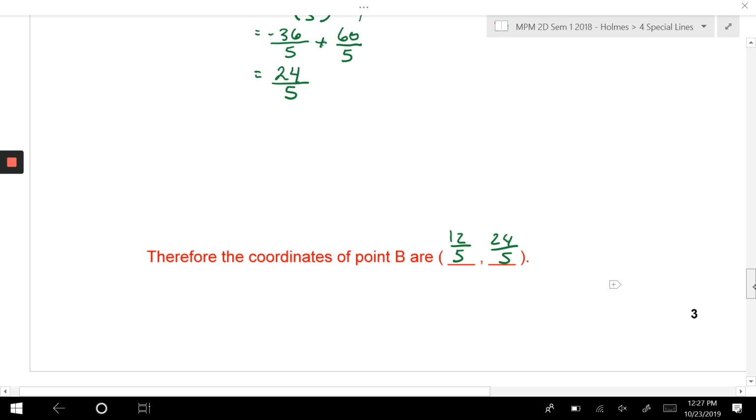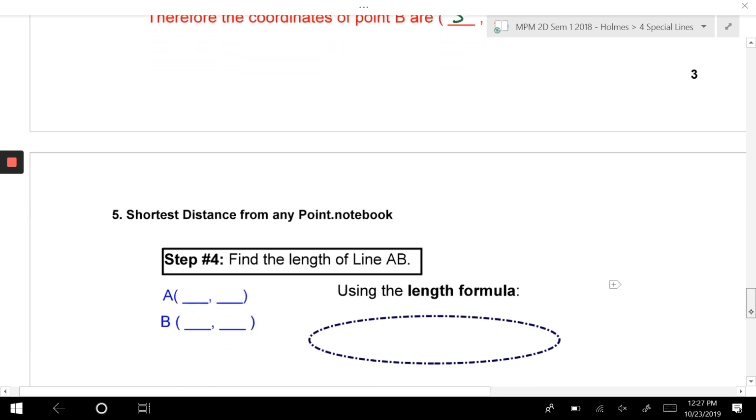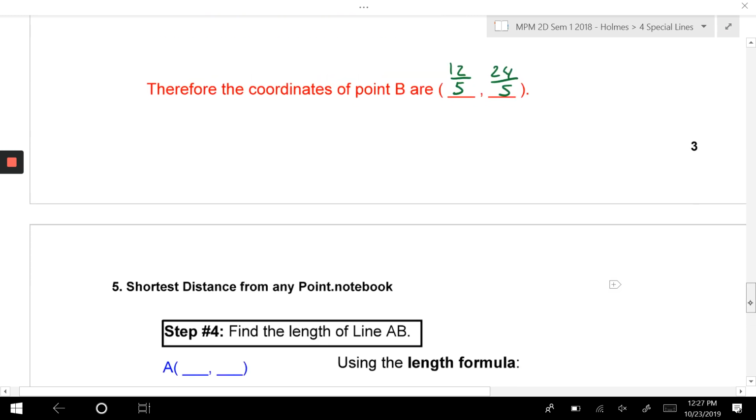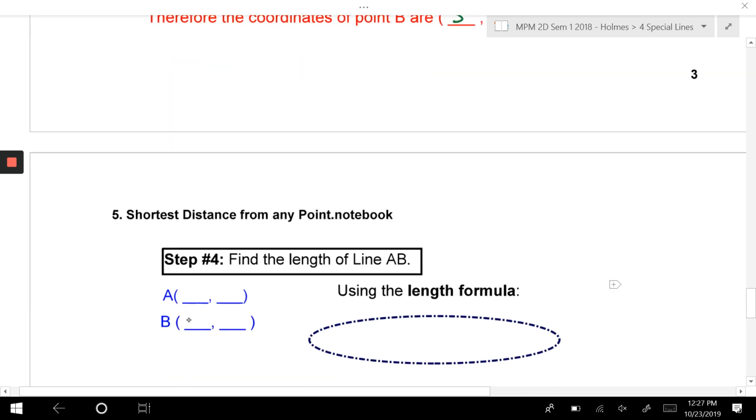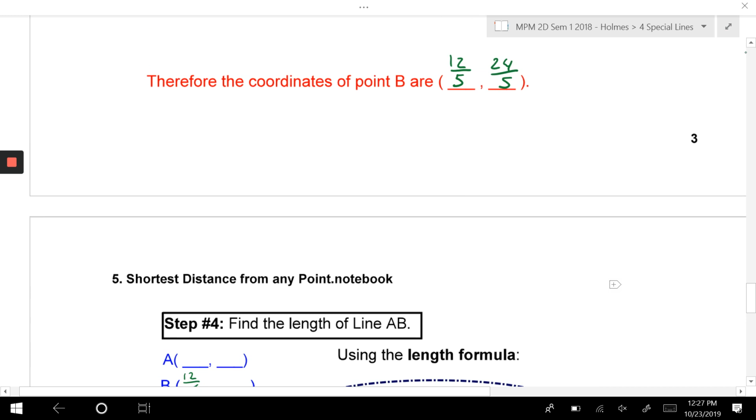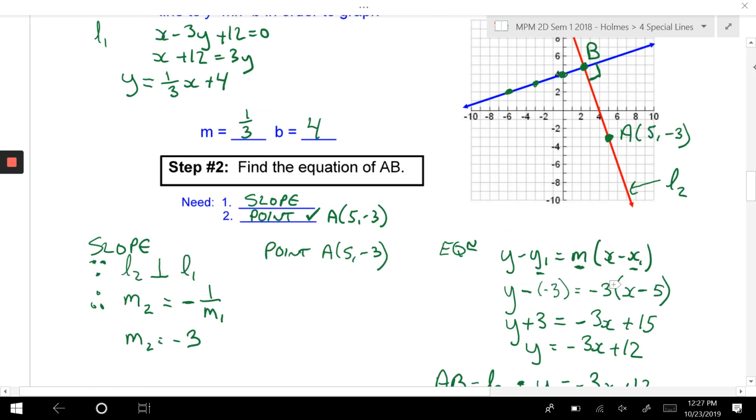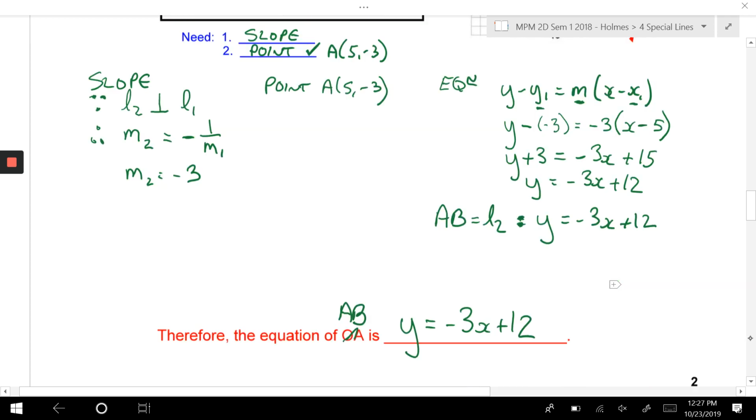All right, so we've found our point. So now we need to find the length of AB. So my point B, we just calculated as 12 fifths and 24 over 5. My point A was provided to me as 5, minus 3.